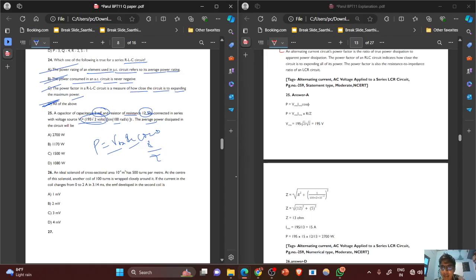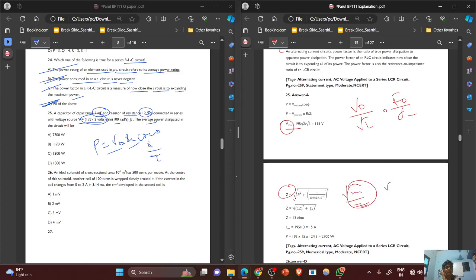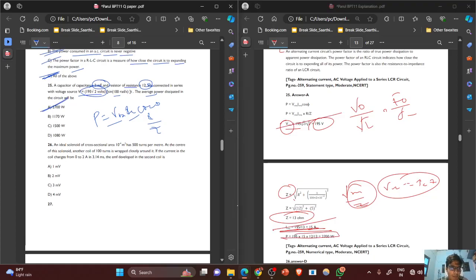V RMS is simply your V naught by root 2. I RMS is simply your I naught by root 2. Putting the value, you get V RMS. It is asking for I RMS, which is simply V RMS upon Z, because V RMS is equal to I RMS into Z. So from here you get I RMS. V RMS is this, Z is this. We know V RMS, we know I RMS, we know R by Z. So putting all the values, you get the value of power, that is 2700 watts. That's your first option.